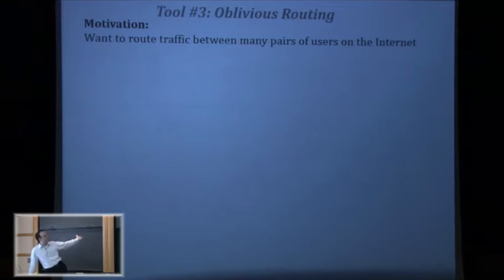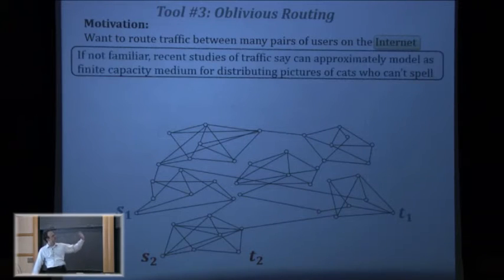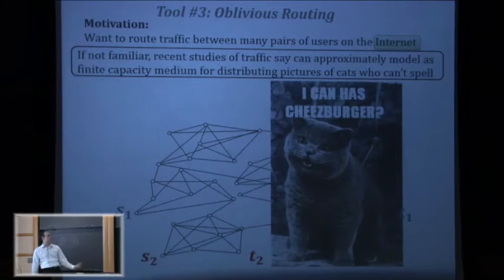So the idea is roughly you want to route traffic between many pairs of users on the internet. And if you're building a router, you really don't want to solve an n-cubed algorithm problem every time you route a packet on the internet. You want some sort of nice routing scheme. And so here's my internet. And since it's a math talk, I should define my terms. Based on recent traffic studies, you can more or less model it as a finite capacity medium for distributing pictures of cats who can't spell.